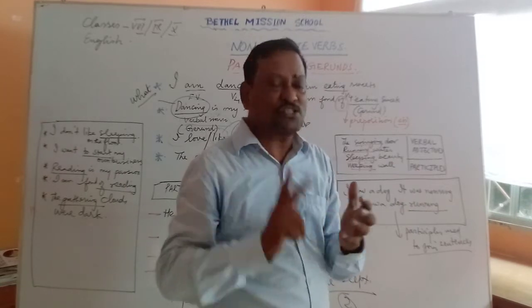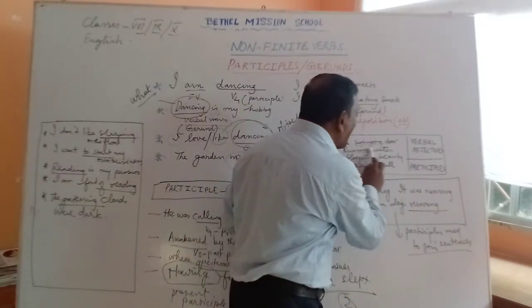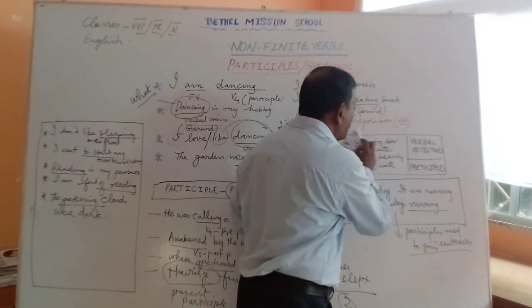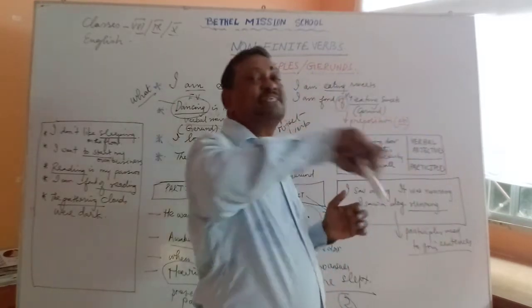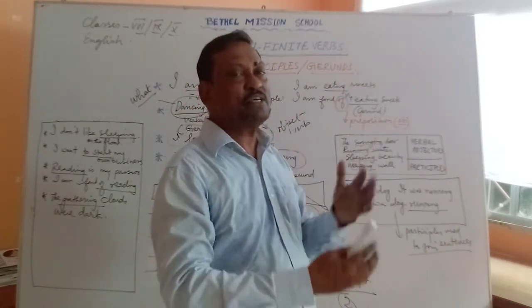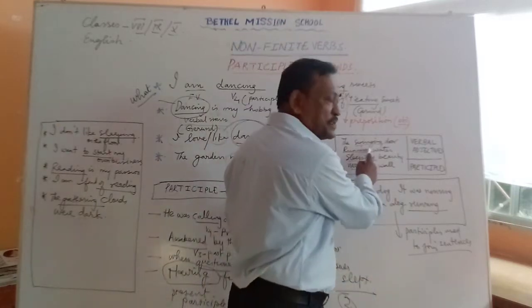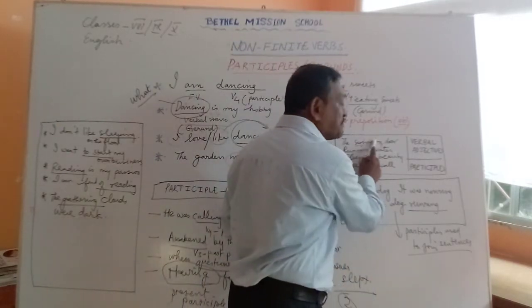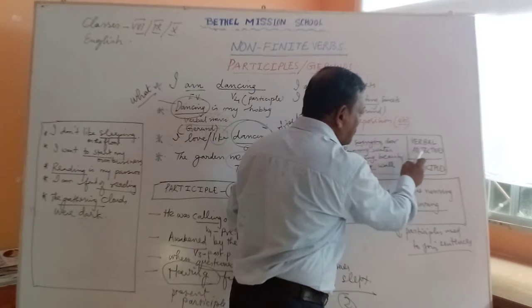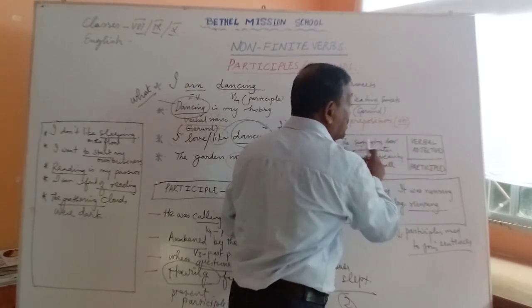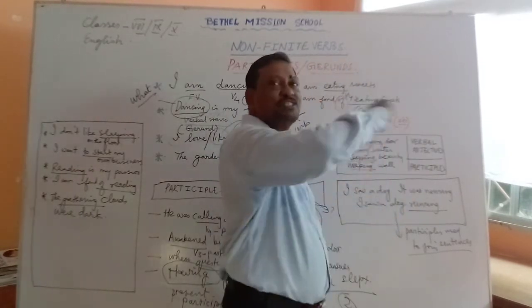It performs two functions. One is it is acting like an adjective. Another one is it is a verb by itself. Swing, swang, swung, swinging. Participle. At the same time doing the work of an adjective. Verb plus adjective. There are two functions here. So it is known as a verbal adjective.